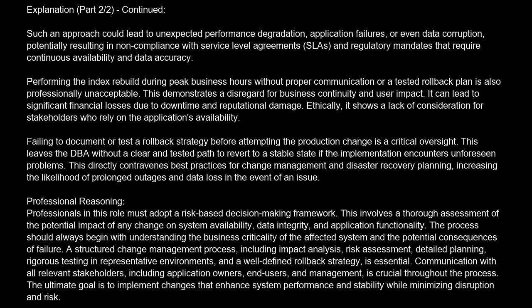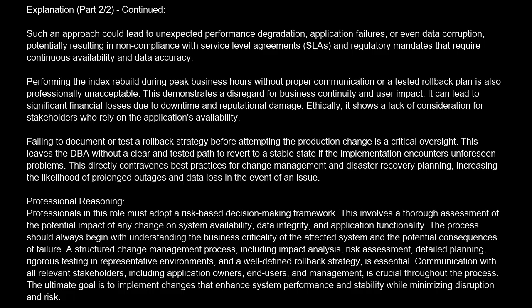Performing the index rebuild during peak business hours without proper communication or a tested rollback plan is also professionally unacceptable. This demonstrates a disregard for business continuity and user impact. It can lead to significant financial losses due to downtime and reputational damage. Ethically, it shows a lack of consideration for stakeholders who rely on the application's availability.